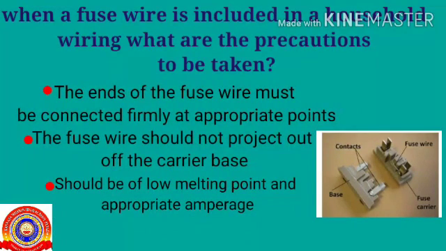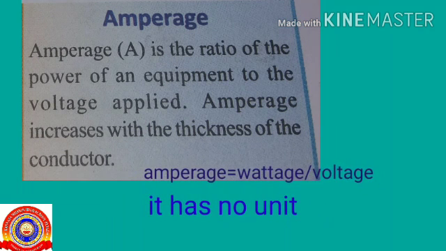Next, another important question. When a fuse wire is included in a household wiring, what are the precautions to be taken? The first one, the ends of the fuse wire must be connected firmly at appropriate points. The fuse wire should not project out of the carrier base and it should be of low melting point and appropriate amperage. So let's see what is an amperage.